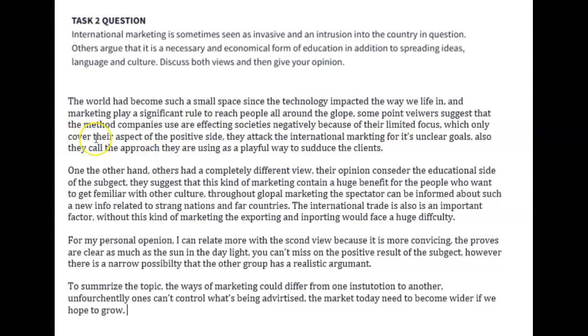So, which only cover the positive side. Yeah, I'm really confused. This whole thing lost me from here on. They attacked the international marketing for its, without that apostrophe. Here you need an E. Unclear goals. That's not what the essay is talking about. It's not talking about unclear goals. And then here you needed a full stop for sure.